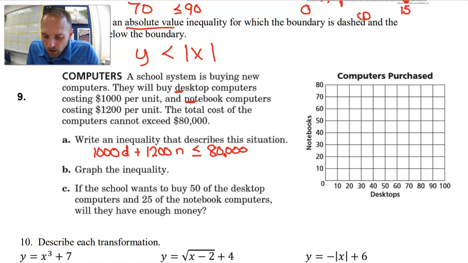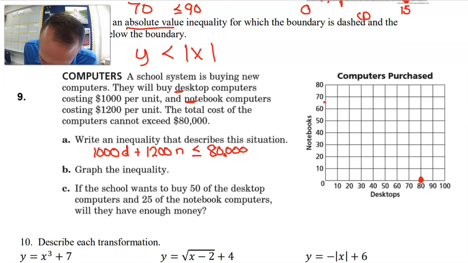So graph this inequality. So let's talk about this. How many desktops could I buy? If it's 80,000 and $1,000 for each desktop, if you take 80,000 divided by 1,000, we're going to get 80. So I'm going to come over and say if I only bought desktops, I could buy 80. Okay, what about notebooks? If I take 80,000 divided by 1,200, because each one is $1,200, that's going to be 66 2/3.